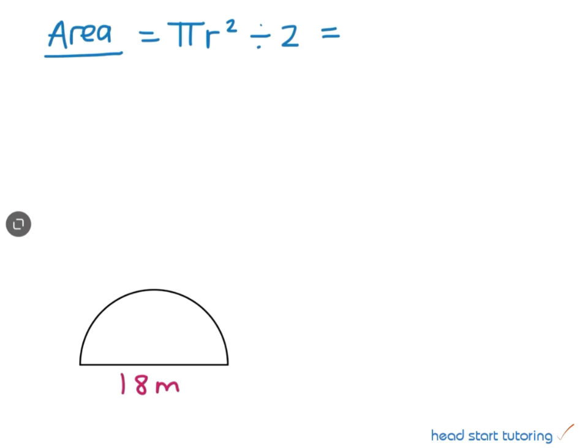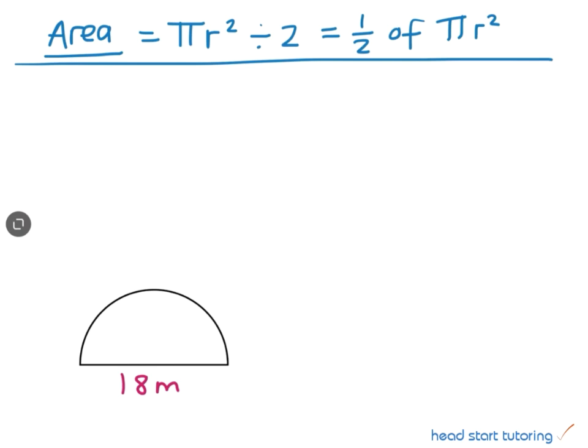So pi r squared divided by 2 is the formula for the area of a semicircle. We can also use half of pi r squared, and we will get the same answer. So when we are working with a quarter of a circle, we would write a quarter of pi r squared. When we are working with 3/4 of a circle, we would write 3/4 of pi r squared. When we are working with 5/6 of a circle, we would write 5/6 of pi r squared. So bearing this in mind, let's find what the area of this semicircle is.